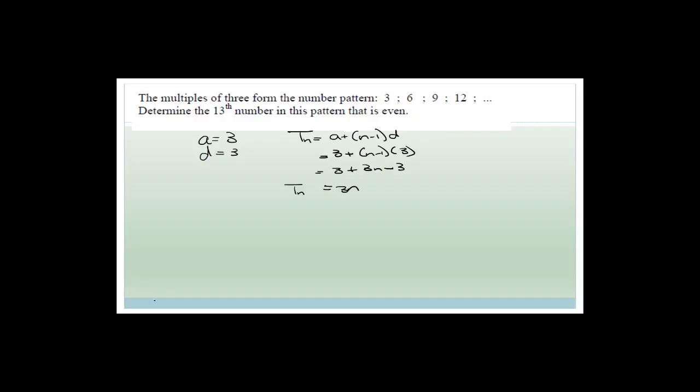Okay, let's just forget I said that, because I didn't read the question properly. Do you agree it's 3, 6, 9, 12, 15, 18, 21, 24? So this is odd, even, odd, even, odd, even, odd, even.